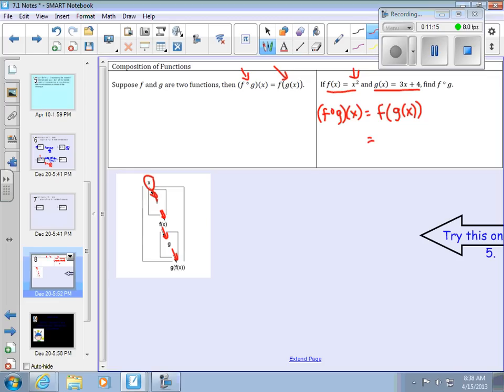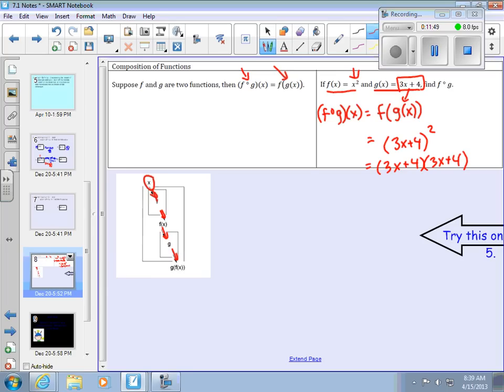So that means we're going to have something squared. What we want to do is put function g, which is 3x plus 4, in place of the x. So this would end up being 3x plus 4 squared. We can evaluate that now to find what the composition is. Remember, if you have something squared, that means you have two of them. So this would mean 3x plus 4 times another 3x plus 4.